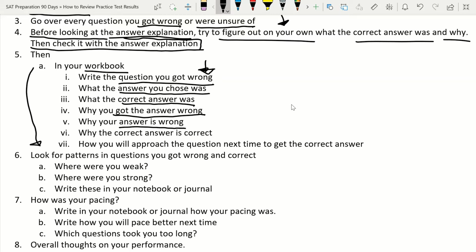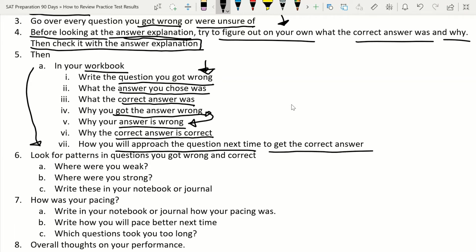Okay, write why your answer is wrong. Those two are pretty similar there. And then write why the correct answer is correct and how to get there. So you want to fully write out how to get to the correct answer and why that correct answer is correct. Okay, the next thing you want to do is write down how you're going to approach the question next time to make sure you get to that correct answer.